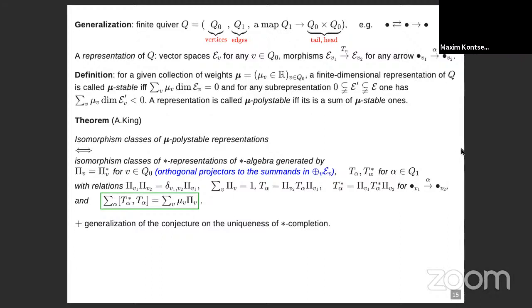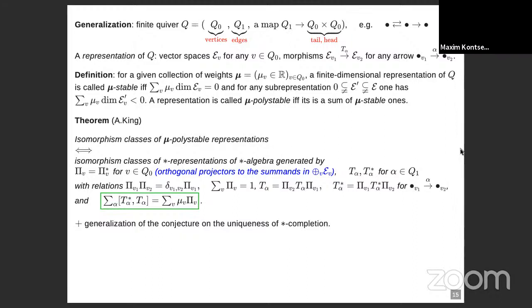I explained King's theorem, but in fact he proved some more general result for representations not of free algebras but of quivers. You consider an arbitrary finite quiver. So it has vertices and edges, and for each edge you have a tail and a head, so a set maps to the square of another set. And representation, it's obvious, things everyone knows: for each vertex you get a vector space, and for each arrow you get a morphism, a map from one vector space to another.